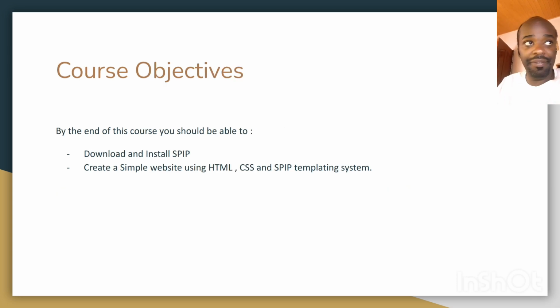The course objective, by the end of this course, I want you to be able to download and install Spip. That's the basics, okay? Because as I told you, Spip works pretty much out of the box, so you don't have much to do. Once you have the environment set up, you download it, you install it, it's already there. You can already start publishing, okay? And you should be able to create a simple website using HTML, CSS, and a Spip templating system called Skeleton, as we saw earlier.